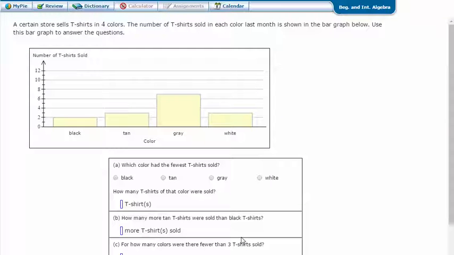A certain store sells t-shirts in 4 colors. The number of t-shirts sold in each color last month is shown in the bar graph below. Use this bar graph to answer the questions. Which color had the fewest t-shirts sold? And so the shortest bar is black. And how many t-shirts of that color were sold? 2.